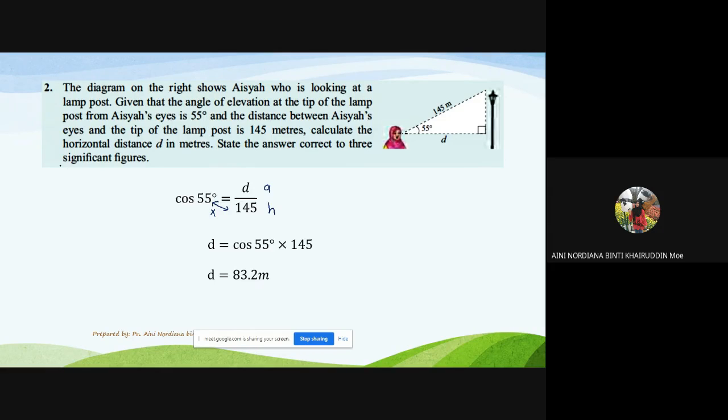Don't get confused between significant figures and decimal places. This is significant figures: 1, 2, 3.